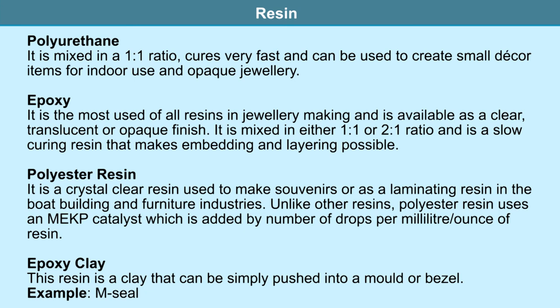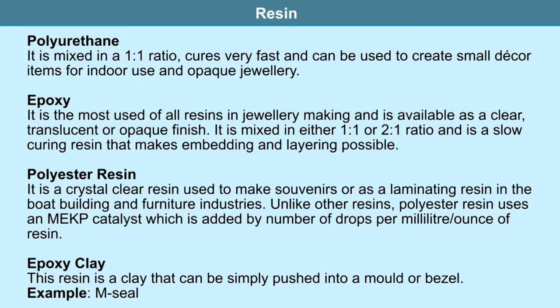Epoxy. It is the most used of all resins in jewelry making, as it can be made clear, translucent or opaque. There is also a jewelry grade resin called clear casting resin. This is used to achieve glass-like clarity, mixed in either 1:1, 2:1, or 1:4 ratio. It is a slow curing resin that makes embedding and layering possible.